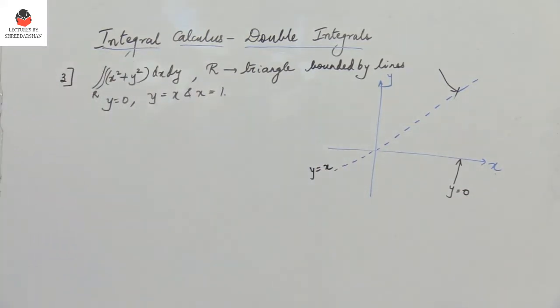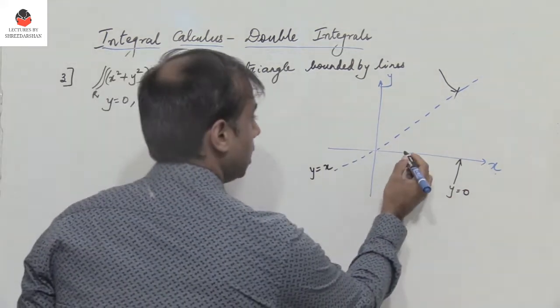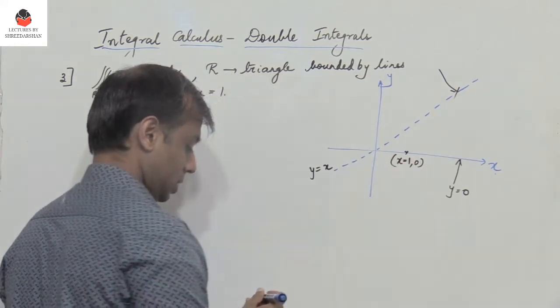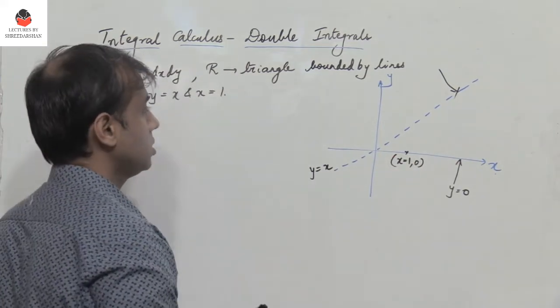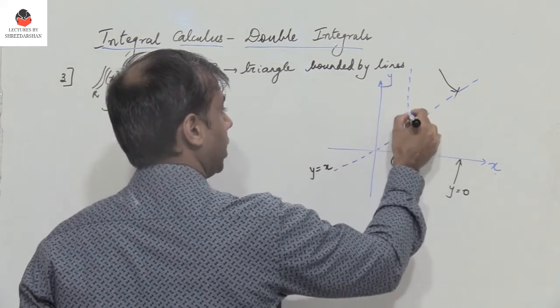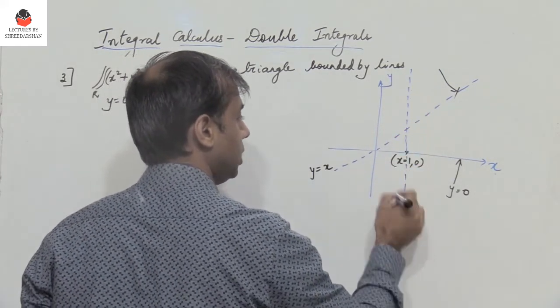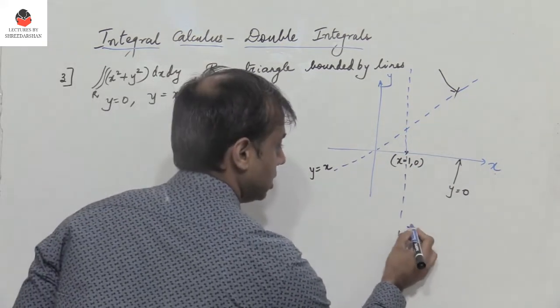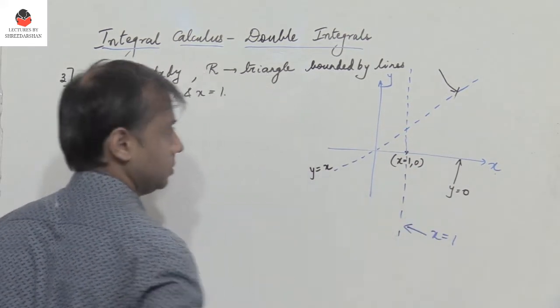Let me write it here. And then x equal to 1. What is x equal to 1? I have a point here where x is equal to 1 and y equals 0. So if I draw a line which is parallel to the y-axis passing through the point 1 comma 0, I get x equal to 1. So this line is x equal to 1.